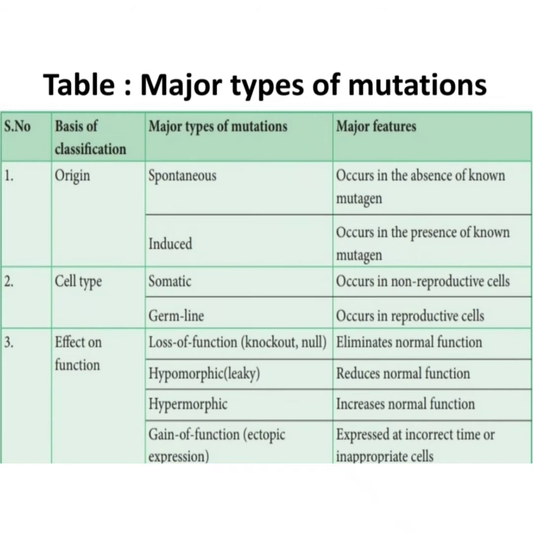The basis of classification may be the effect on function. Loss of function, otherwise called knockout or null, eliminates the normal function. Hypomorphic or leaky mutation reduces the normal function. Hypermorphic increases the normal function. Gain of function, otherwise called ectopic expression, is expressed at an incorrect time or in inappropriate cells.